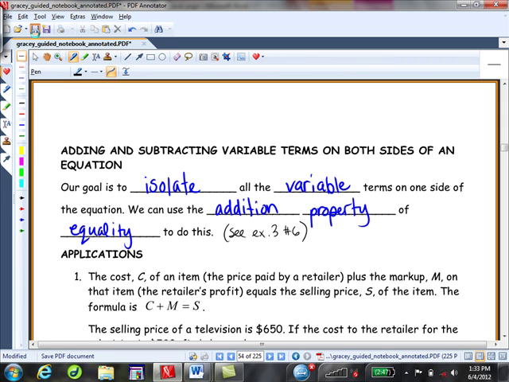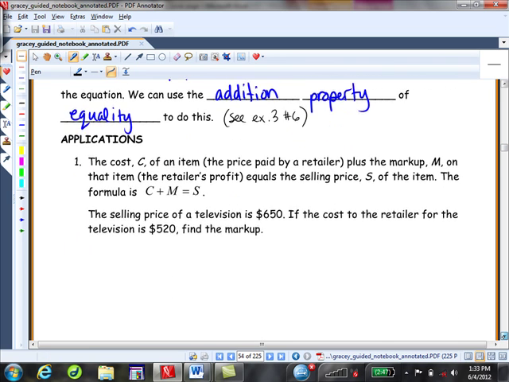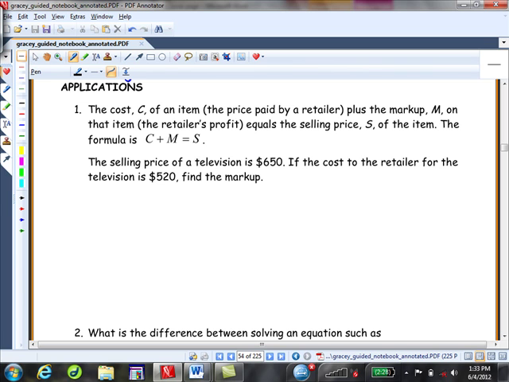All right, so here's our application for this section. The cost C of an item, which is the price paid by the retailer, plus the markup M on that item, which would be the retailer's profit, equals the selling price S of the item. The formula is C plus M equals S. So we have the selling price of a television is $650. If the cost to the retailer for the television is $520, find the markup.